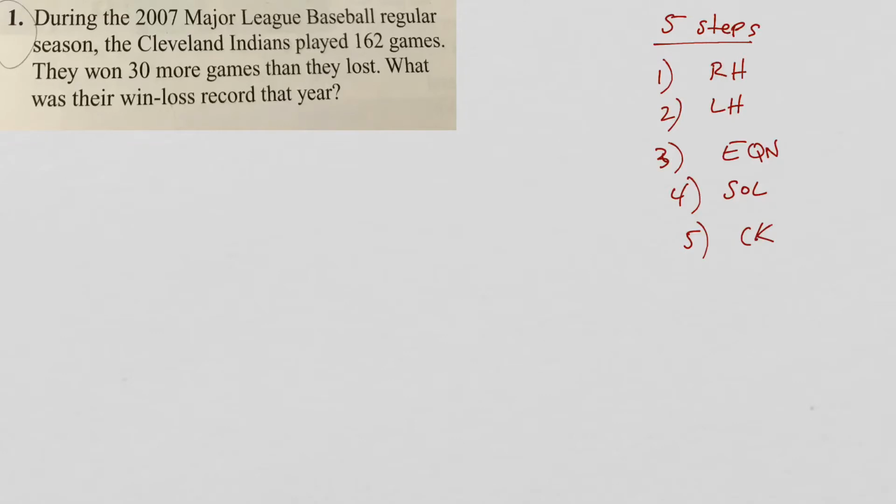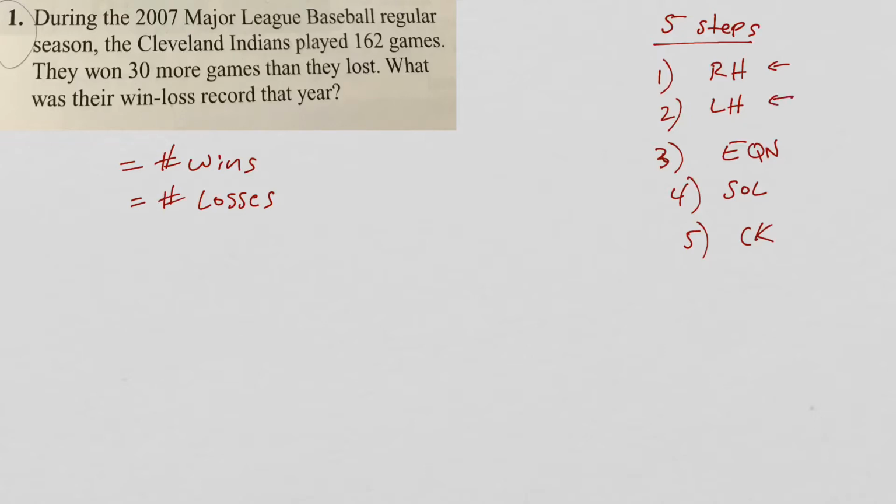All right, so the first part of the right side of the heading is defining the variables. As we read this, it says, what are their wins, loss records? In other words, what we need to find out is the number of wins and the number of losses. So I'll start there. The number of wins and the number of losses. And we're just describing the knowns and unknown values in the problem.